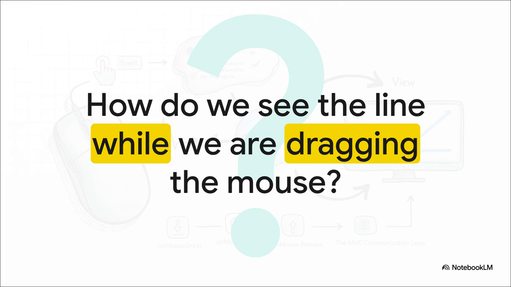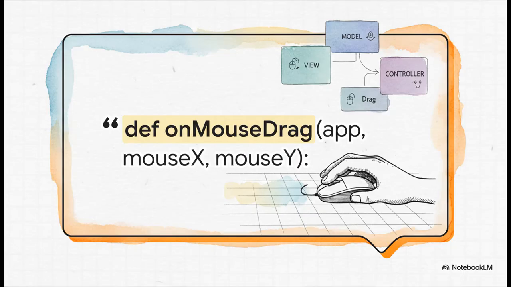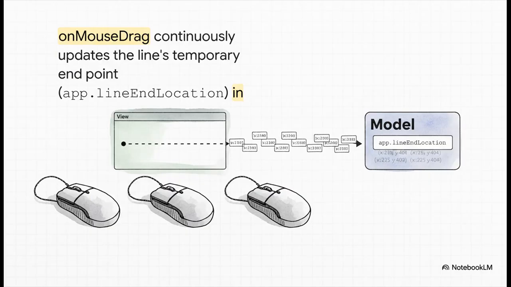But a drag is a continuous action, right? That's going to need a totally new kind of event handler. And here it is, onMouseDrag. This one is special. It only gets called when the mouse is moving while a button is being held down. And it doesn't just get called once. It gets called over and over and over again, dozens of times a second, for every little pixel your mouse moves during that drag. So what's it doing every single time it's called?